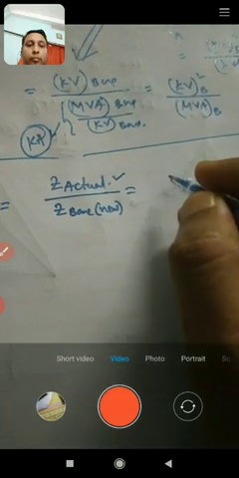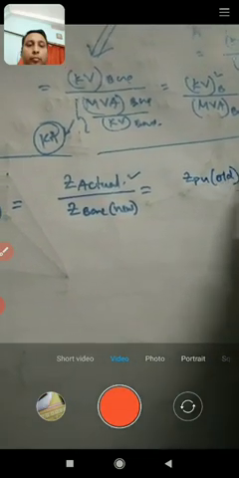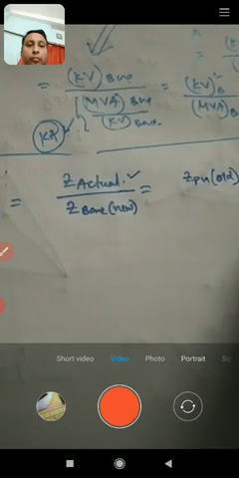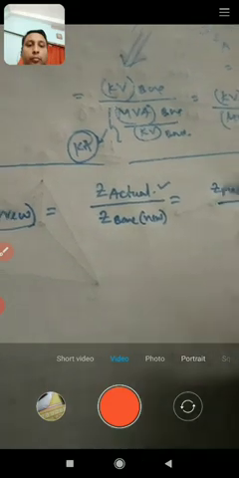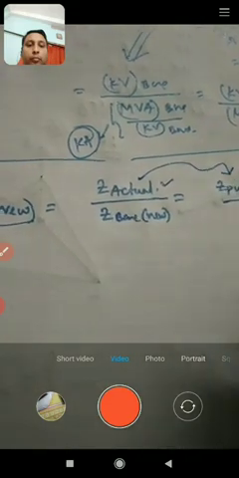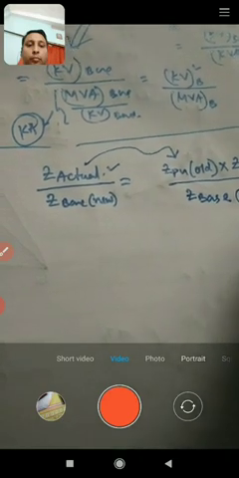Now what is Z actual? Z actual is not given. What is given to you? Z per unit old is given. So from that, if you want to go, what will be the Z per unit old multiplied by Z base old, divided by, instead of this I am writing, the lower one, which is Z base new.